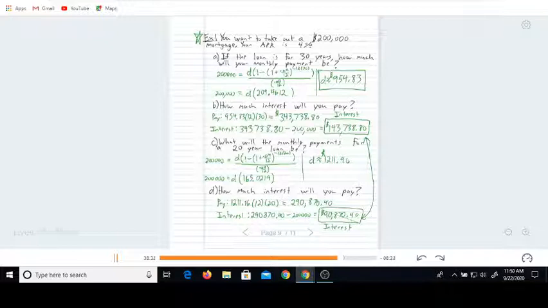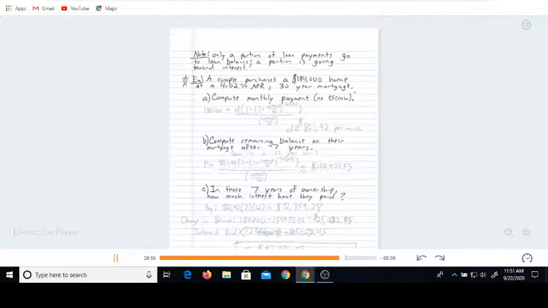What's the trade-off? Your monthly payment will be higher. That's the trade-off, by about $200 a month. Is it worth it? Well, you'd have to think about that yourself. Right, is that extra $200 a month worth saving $50,000 in the long term? You decide. All right, last example.